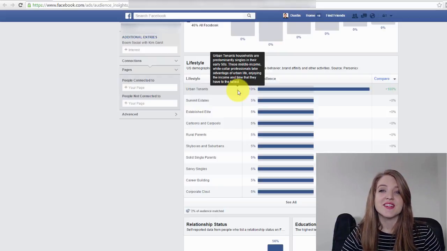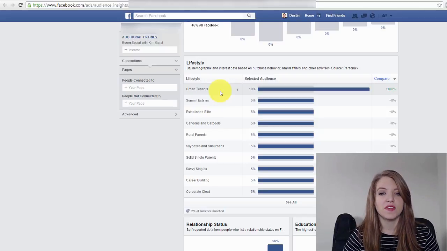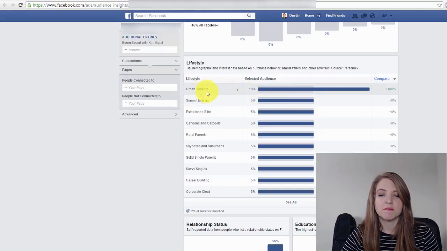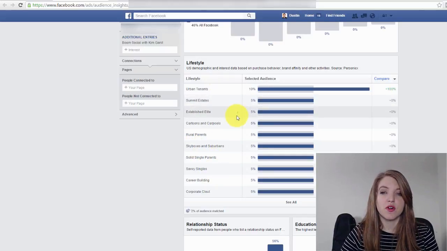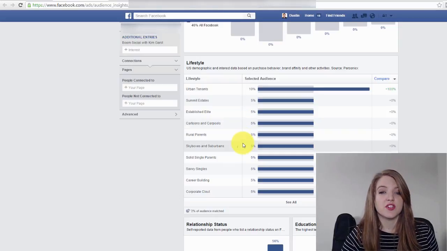So literally, Facebook is giving you a perfect picture of exactly the types of people who are following these pages. If you're looking through and seeing that 10% of her audience fits that, 5% fit these different personas, and you scroll over all these descriptions and these are the types of people you want to attract to your page, then you're on the right path.